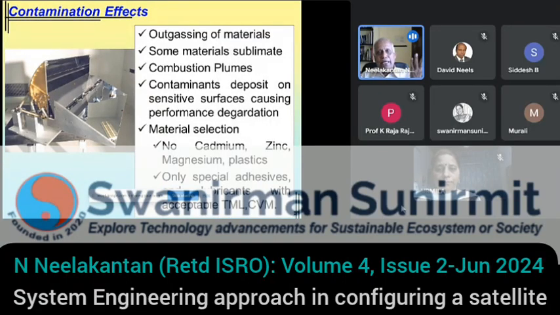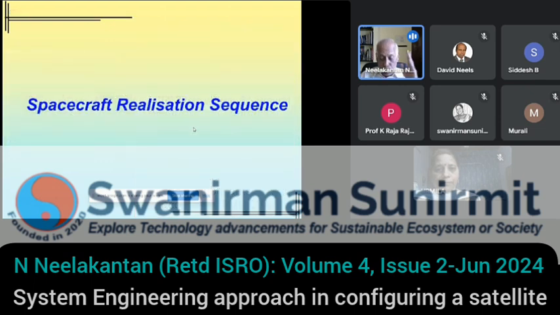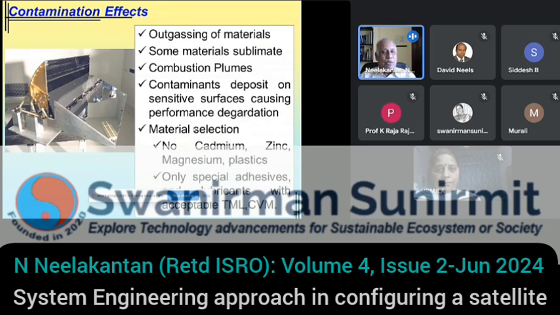There can be contamination effects like outgassing of materials. Some materials can sublimate, and there are combustion plumes and contamination deposits on sensitive surfaces like sensors. Material selection: in spacecraft we have what are called standardized parts and materials, and we have to select only from them. Special adhesives and lubricants with acceptable total mass loss and condensable volume have to be very carefully selected. This is how the spacecraft has to be designed against all these environments: mechanical, electrical, radiation, contamination effects, plume effects, and so on.